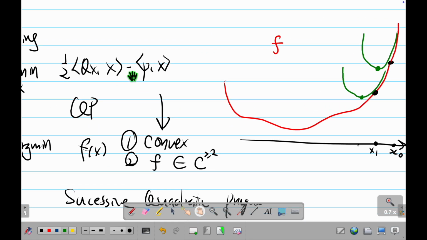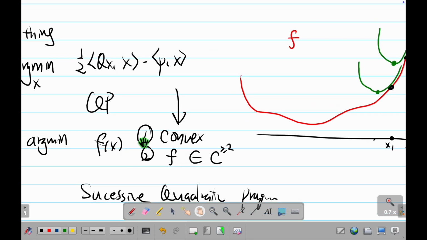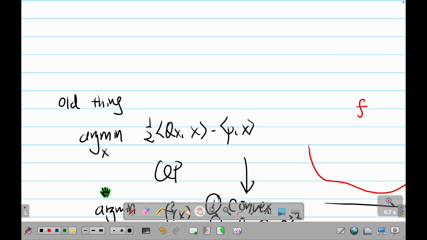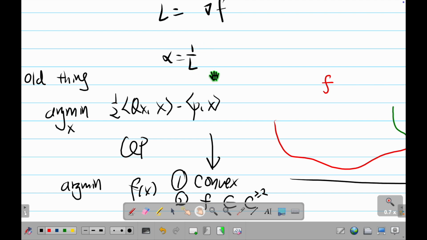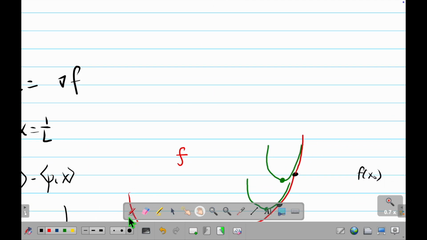So that means what? If this is a special case, this is a general case, because this is more general, right? So all the properties here should hold here. What we discussed yesterday is that we should put the step size alpha as 1 over L, where L is the Lipschitz constant of this function. So if I have a general f, I can do the same. So now I randomly make up some f.